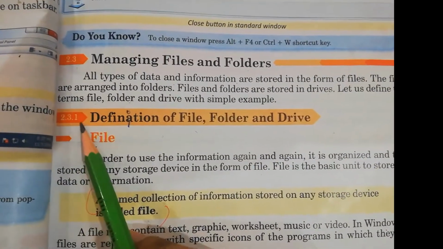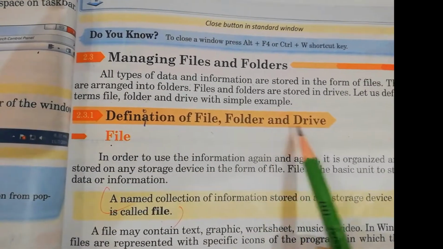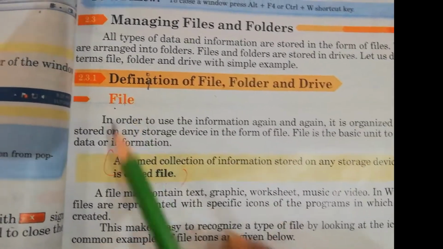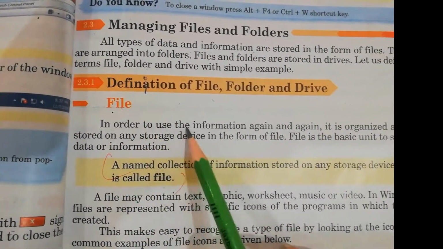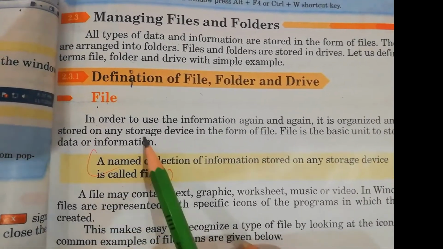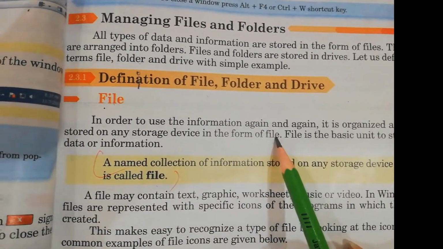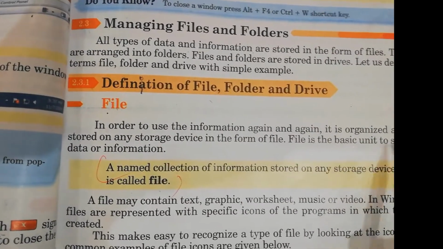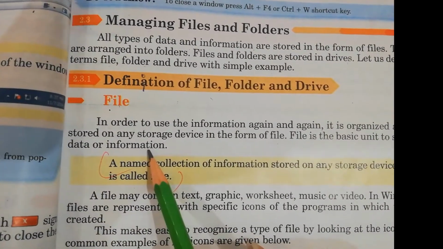Topic 2.3.1, Definition of file, folders and drive. In order to use the information again and again, it is organized and then stored on any storage device in the form of a file. File is the basic unit to store any data or information.